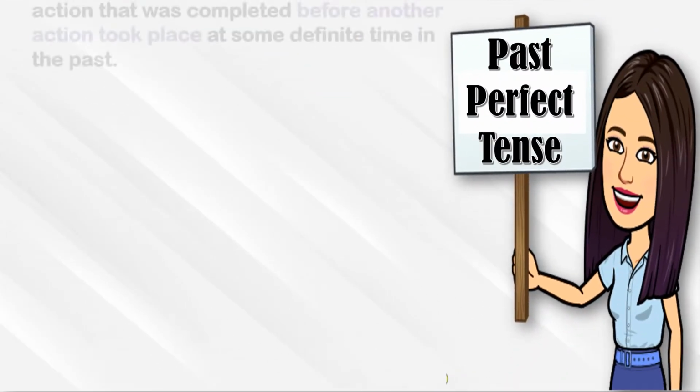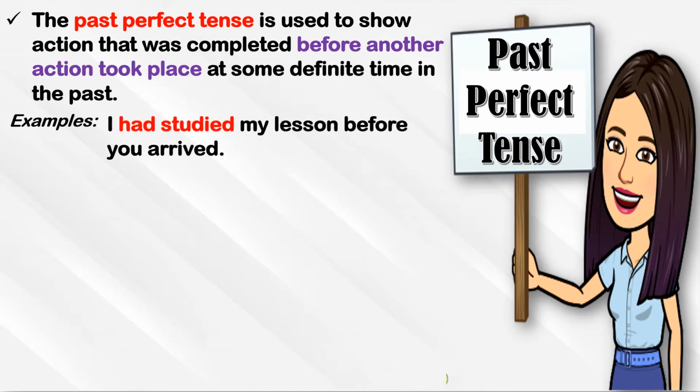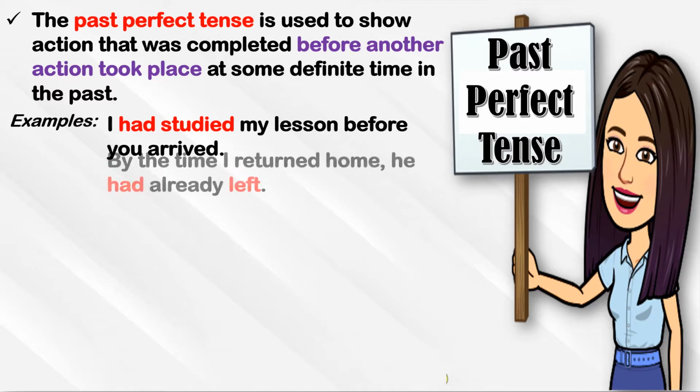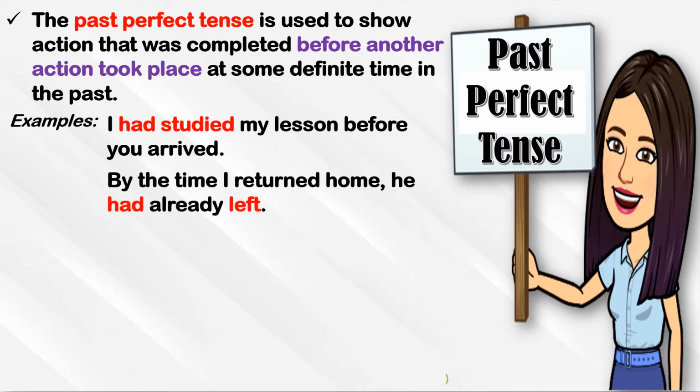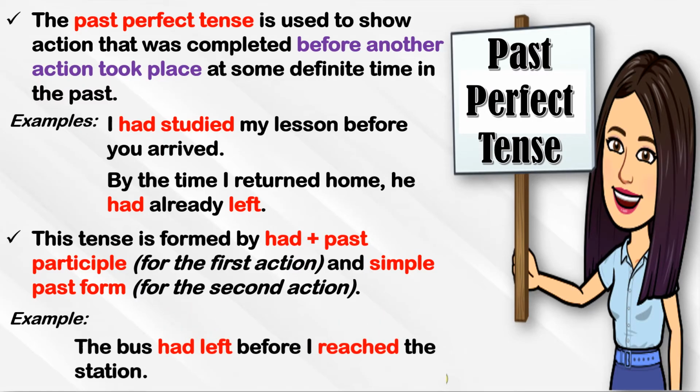Past perfect tense. The past perfect tense is used to show an action that was completed before another action took place at some definite time in the past. Examples: I had studied my lesson before you arrived. By the time I returned home, he had already left. This tense is formed by had plus the past participle for the first action and the simple past form for the second action. Example: The bus had left before I reached the station.